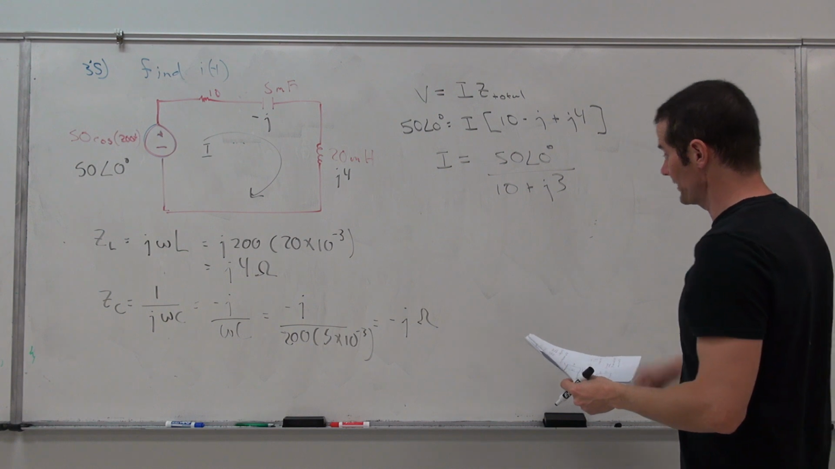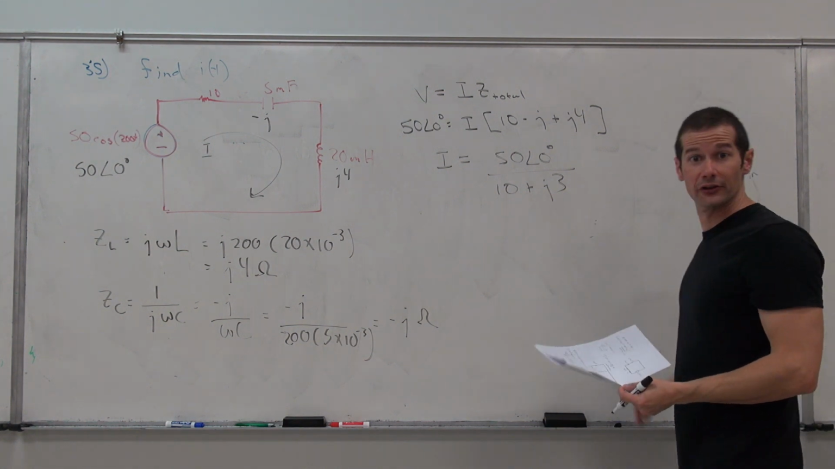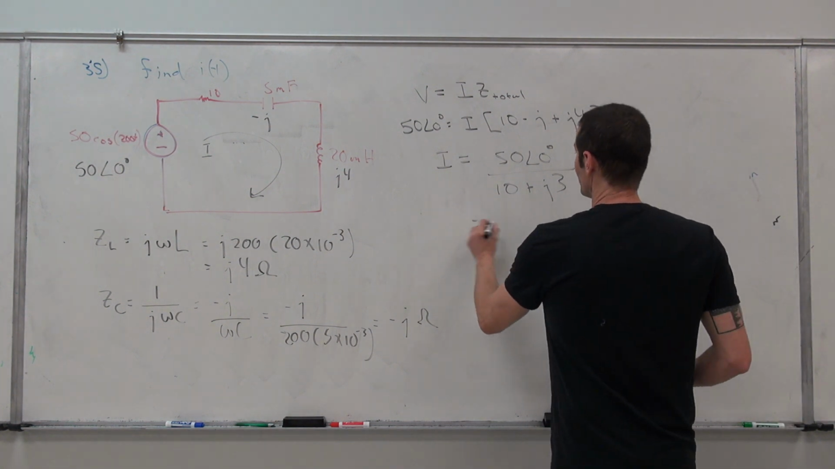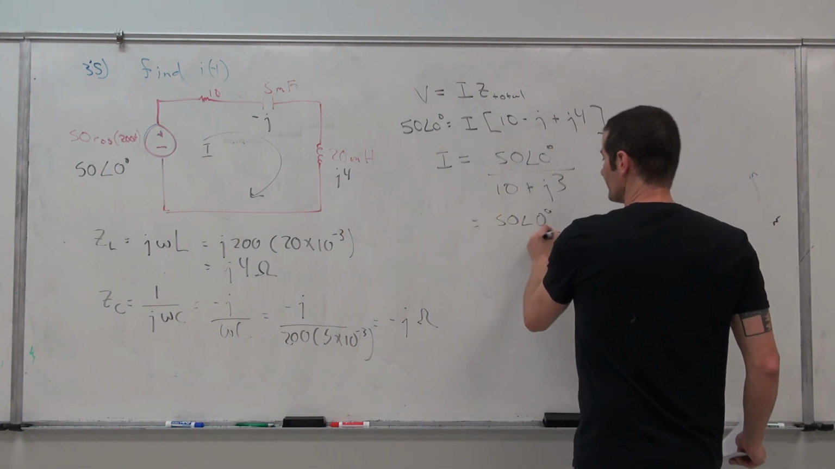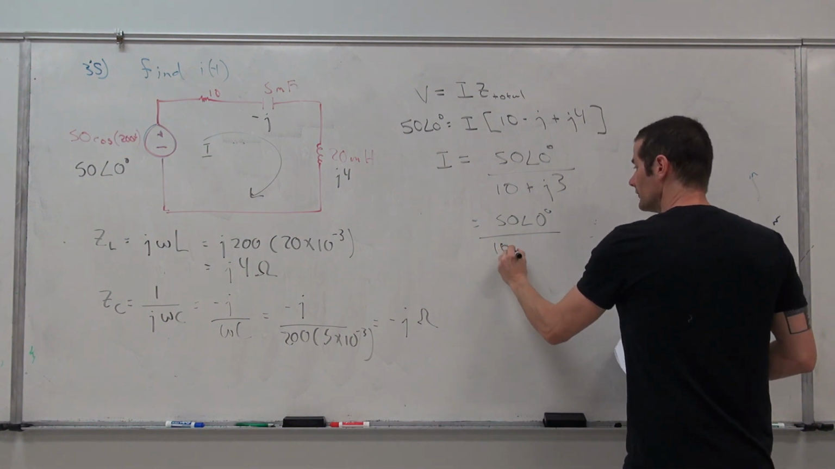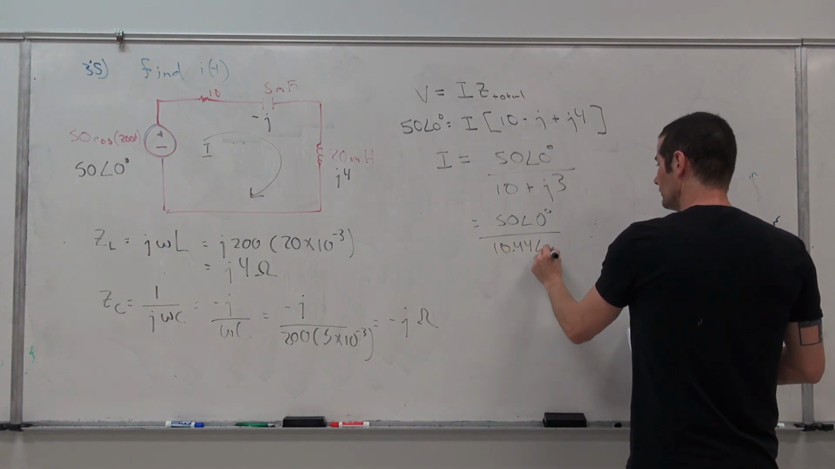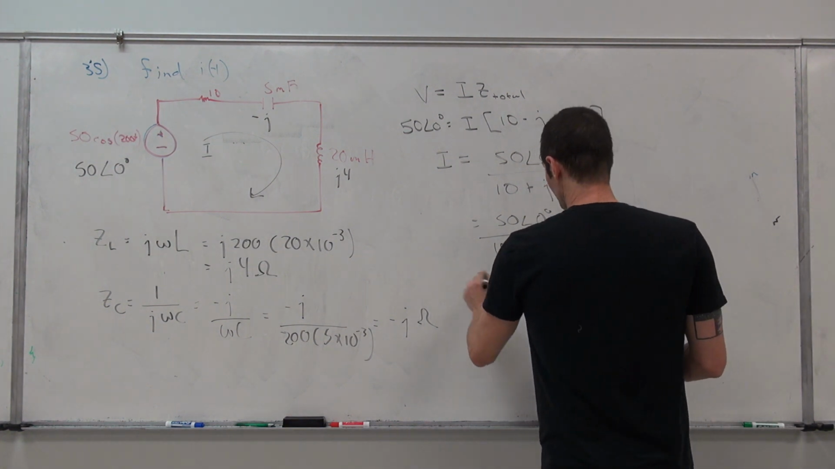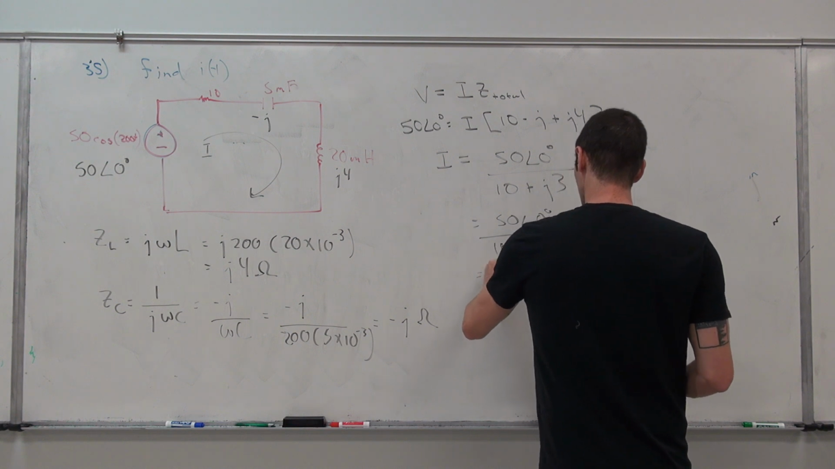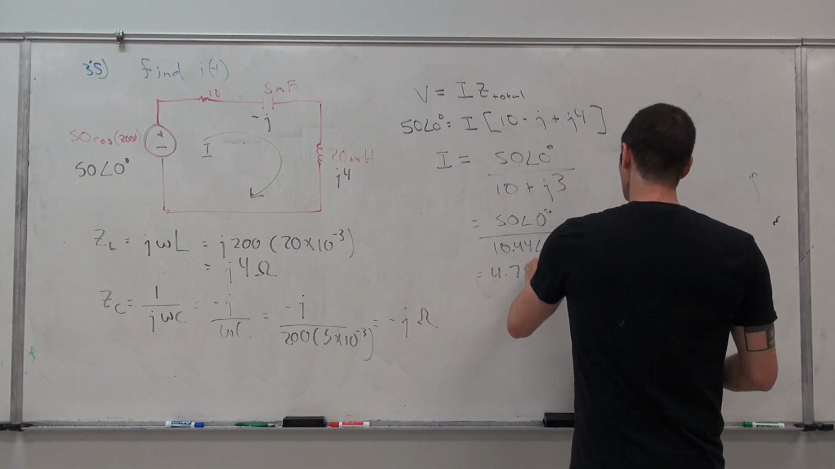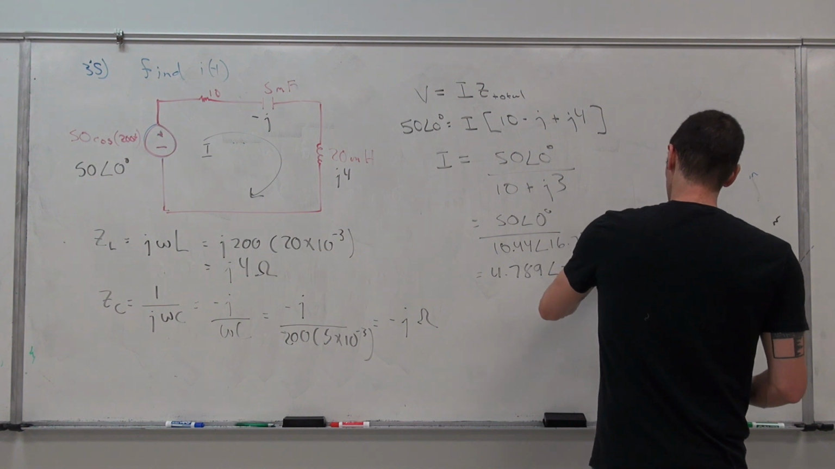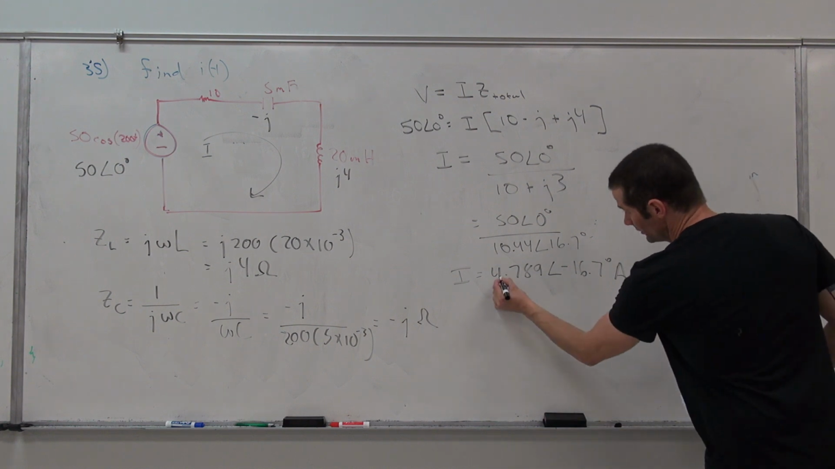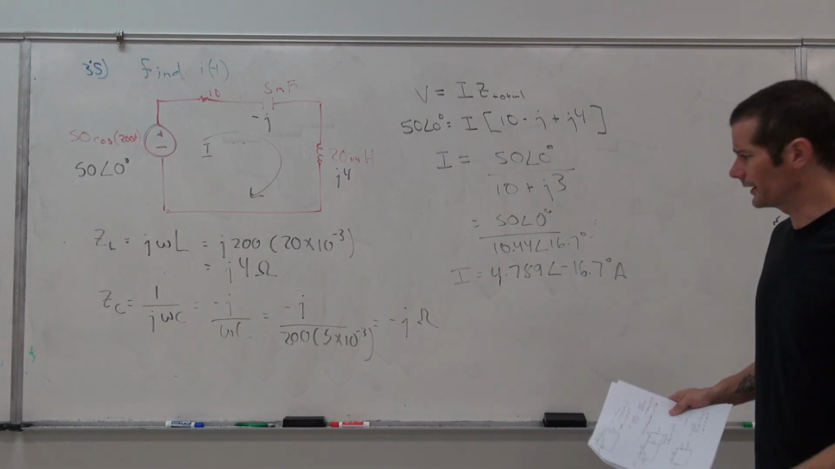From here we just punch it into the calculator, or convert that into its polar equivalent. So 50 at an angle of 0 degrees over 10.44 at an angle of 16.7 degrees. And then we calculate that I comes out to be equal to 4.789 at an angle of negative 16.7 degrees amps. And that's the current that we get from here.